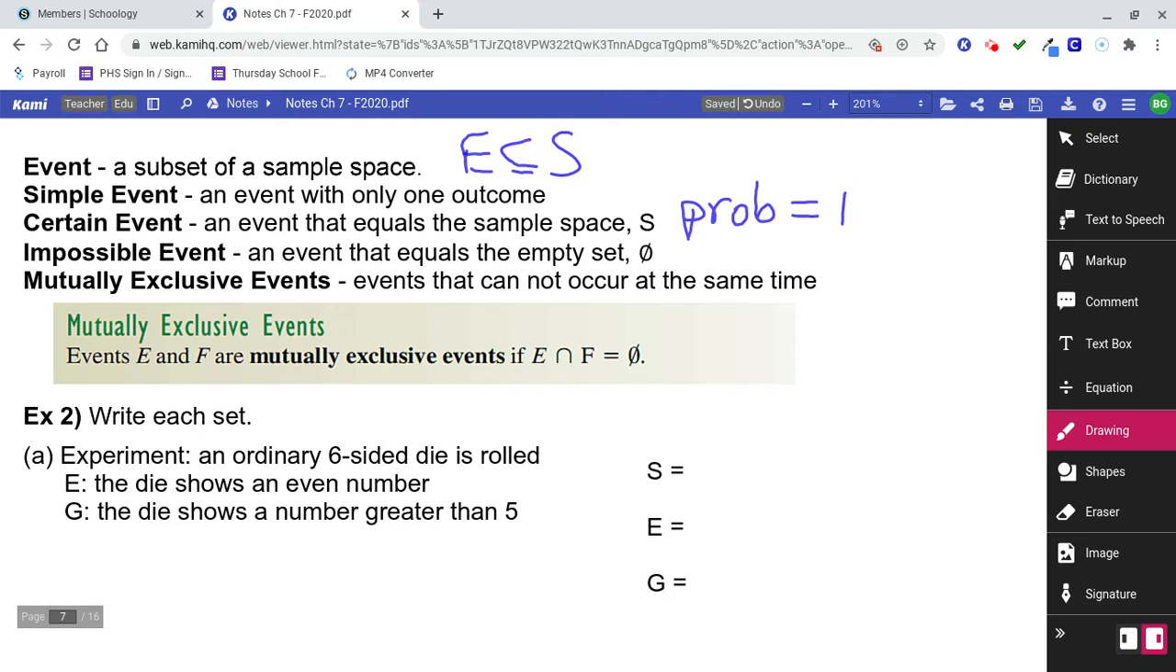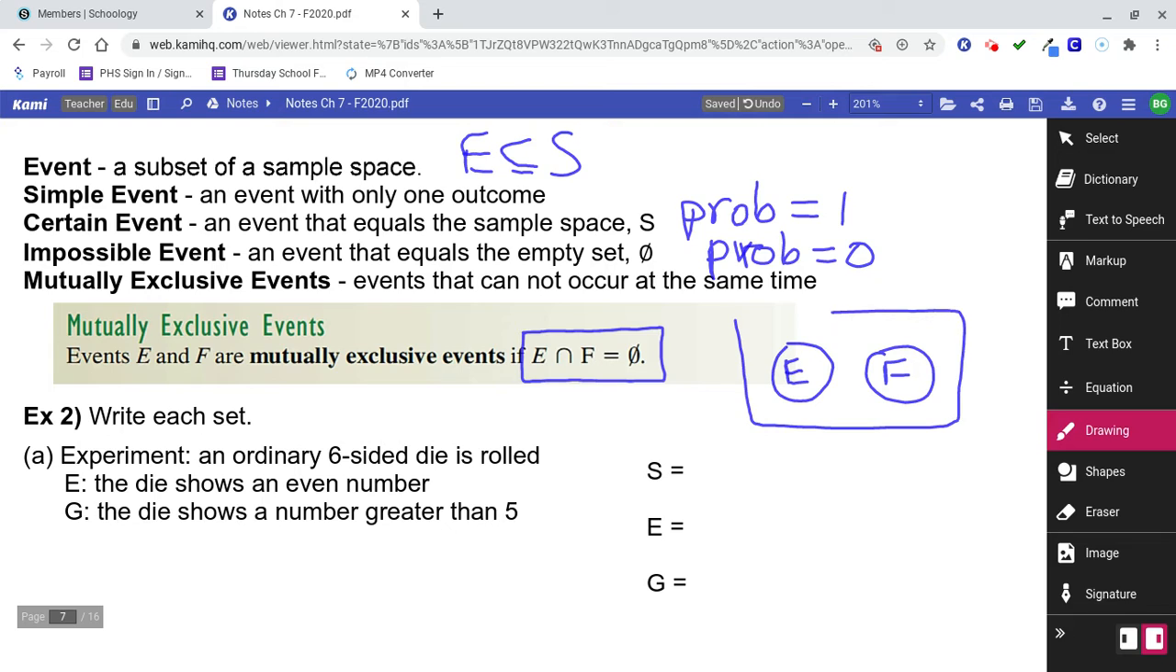An impossible event is an event that equals the empty set. What do you think the probability of an impossible event is? 0. That is correct. Mutually exclusive events cannot occur at the same time. Remember, we have this symbology for mutually exclusive, or in a previous lesson, we talked about disjoint sets. You got set E, you got set F inside some universe, and they don't overlap. There is no overlap. They are disjoint. The 2 events are mutually exclusive.